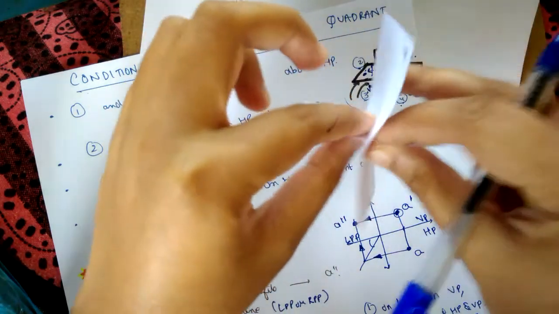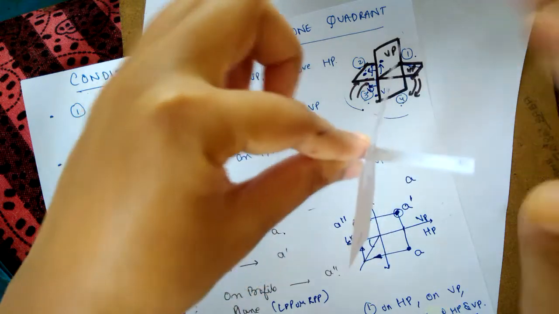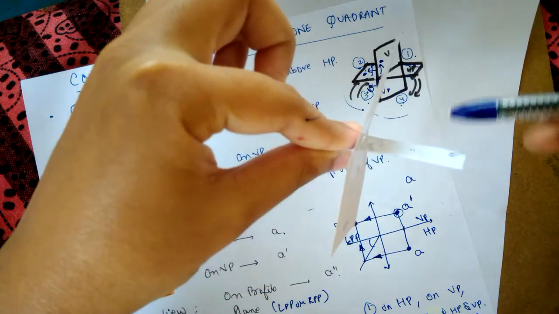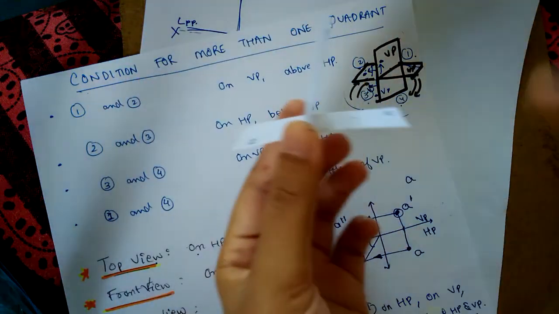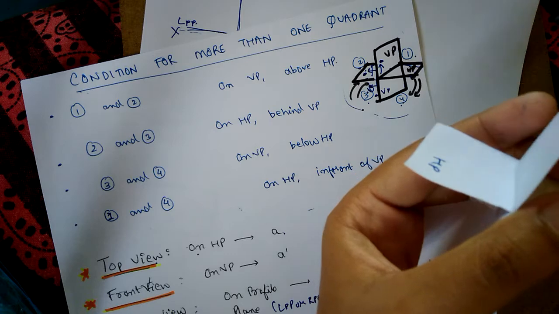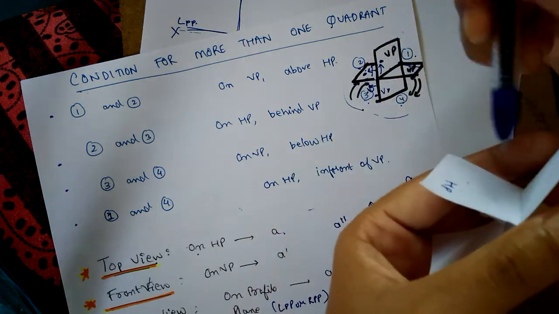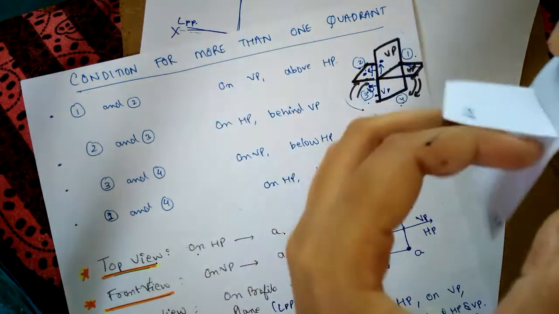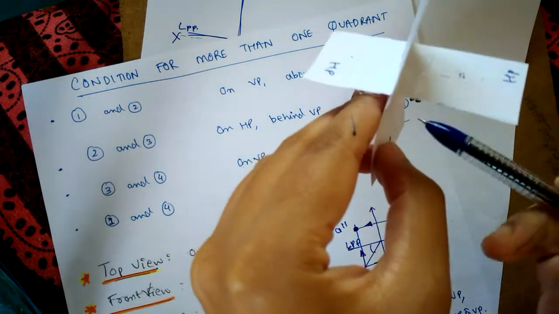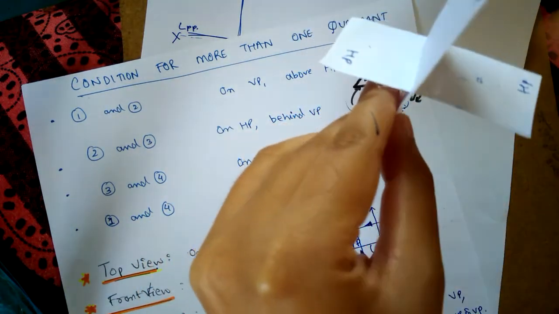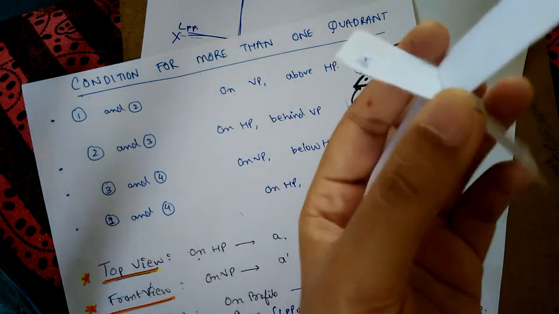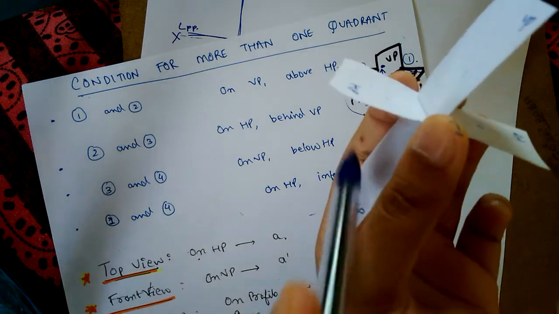Now one more point to note is, in the first quadrant, everything is very clear. It is on VP, on HP, in front of VP, above HP. Now if you place anything in the second quadrant, it will be on HP, but it will be behind VP, behind this wall. Similarly, for the third quadrant, it will be below HP, on VP, below HP. In the third quadrant, it will be below HP, behind VP.